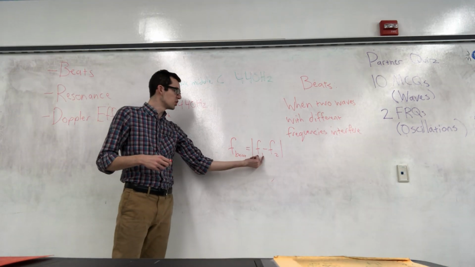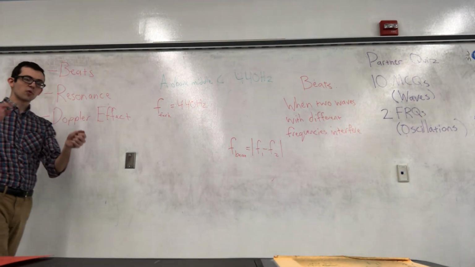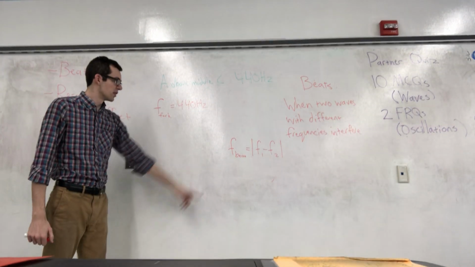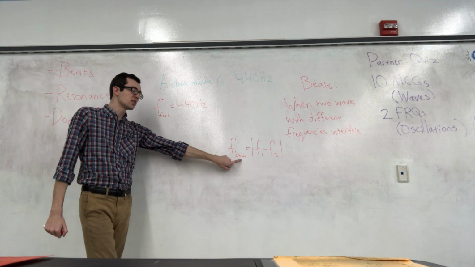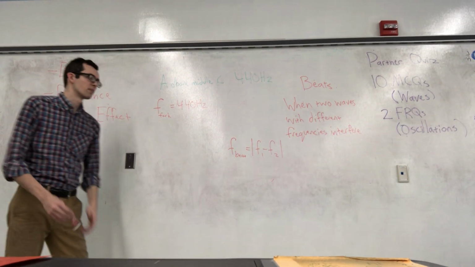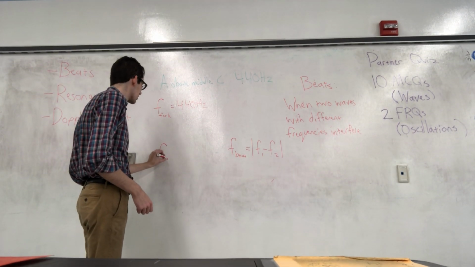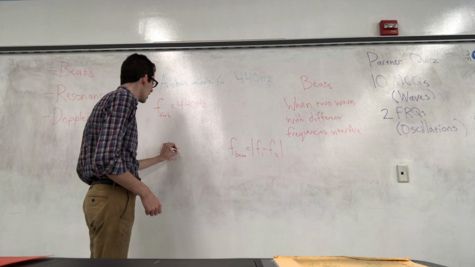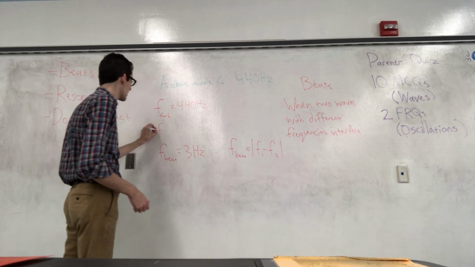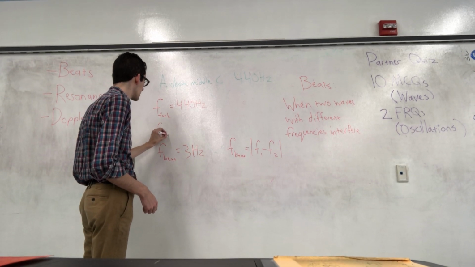This just says if two waves are interacting or interfering with each other, like a tuning fork and a piano key, and one of them is different from the other, the frequency of the beat that is produced is just the absolute value of the difference between them. So in this example, we could say we observe a beat frequency of 3 hertz. And so if I ask you, what would the frequency of the piano key be?